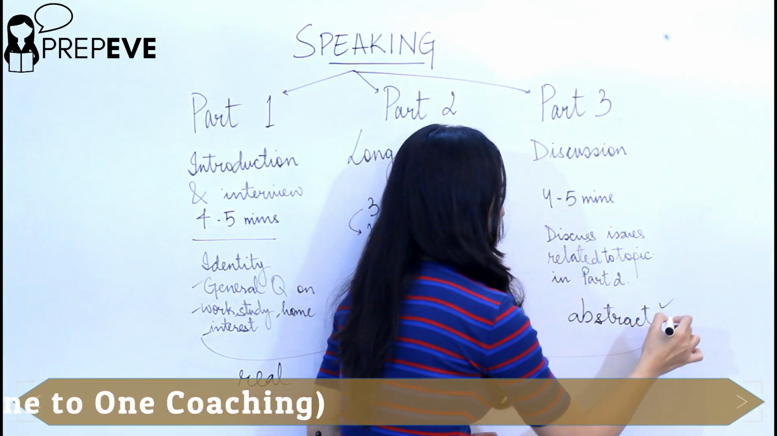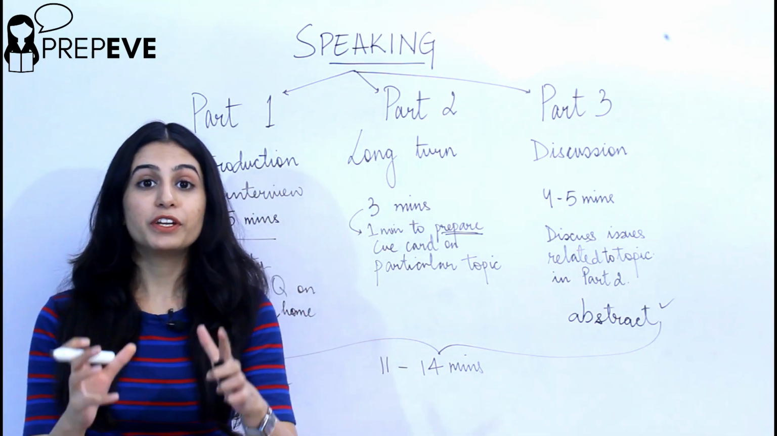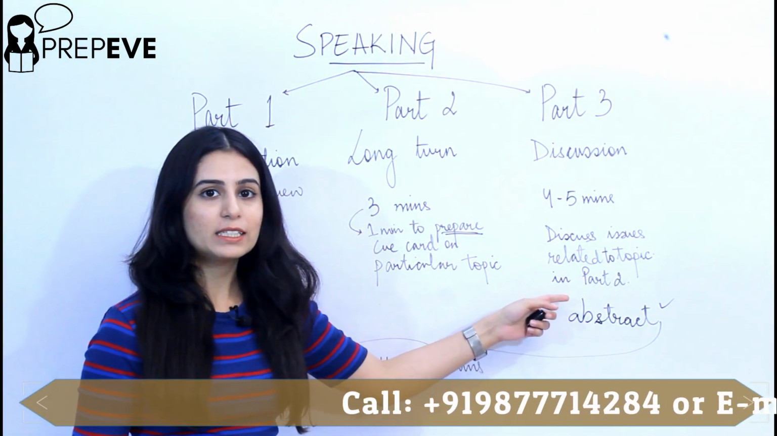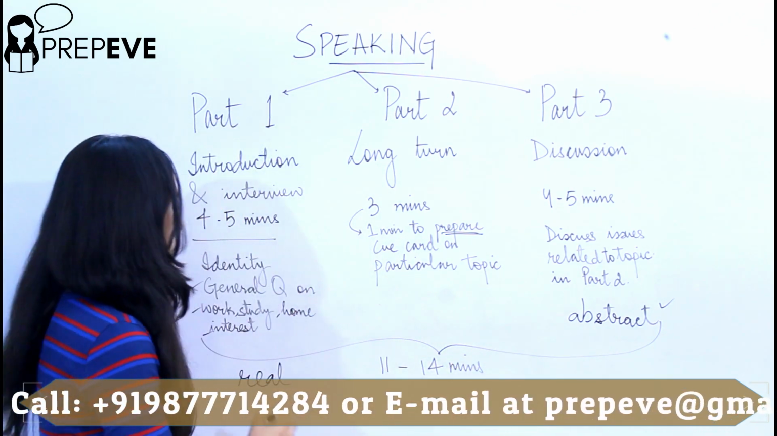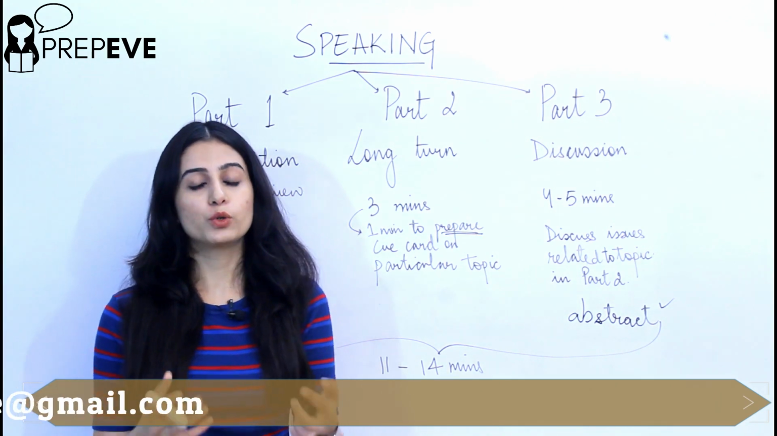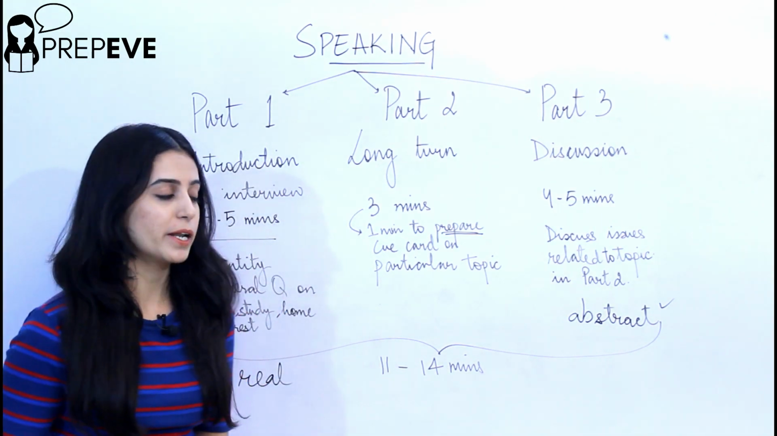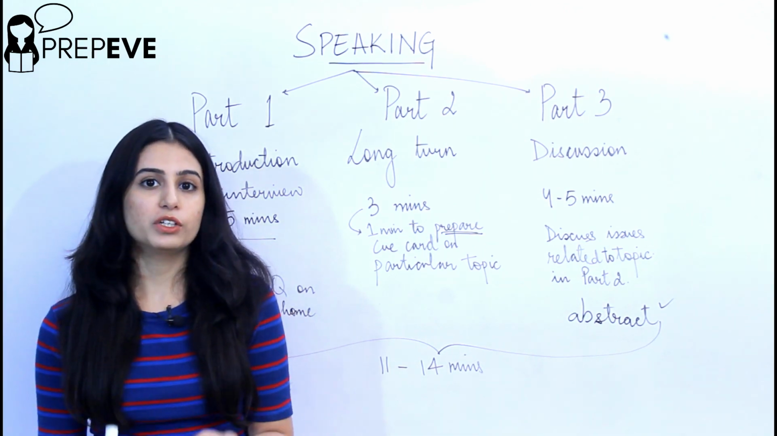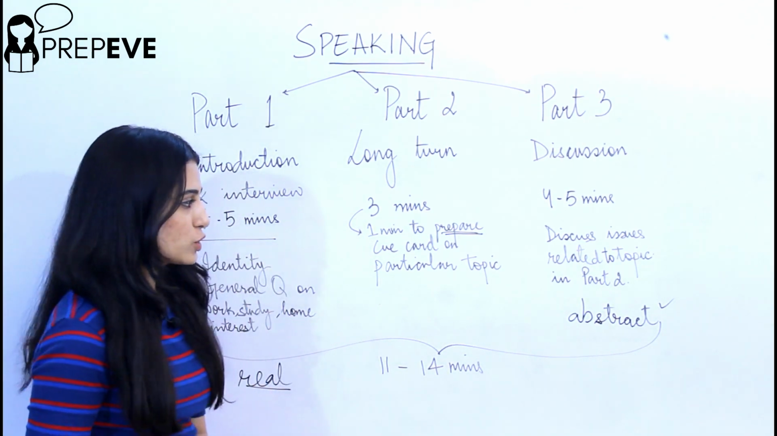What do you mean by abstract? Here you do not have real or concrete answers for the questions because these are not personal in nature. In part 1, the questions are personal in nature. You know how many siblings you have, you know where you're working, you know where you're studying. So these questions are real in nature. You know the real answers to these questions.